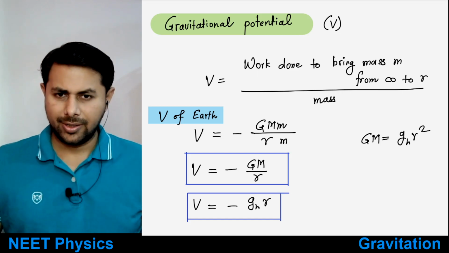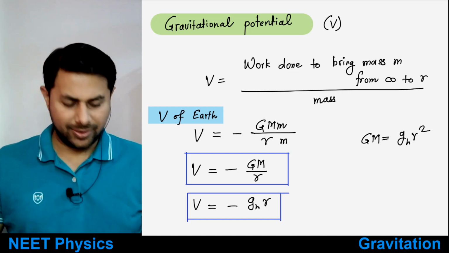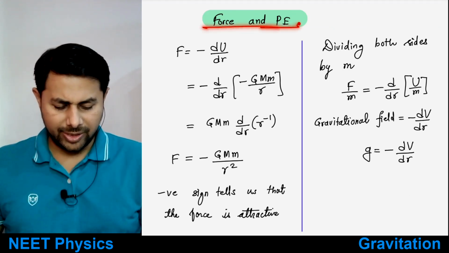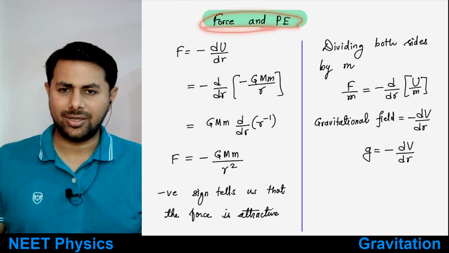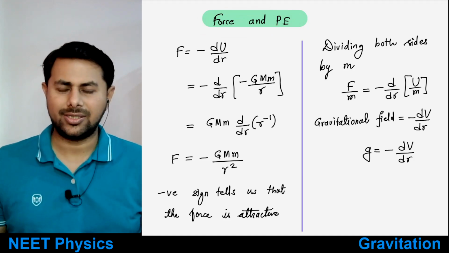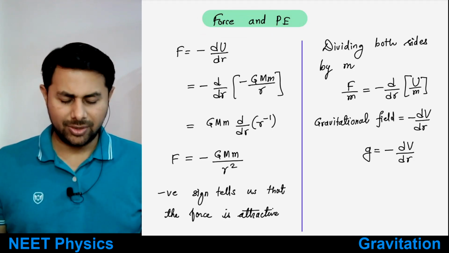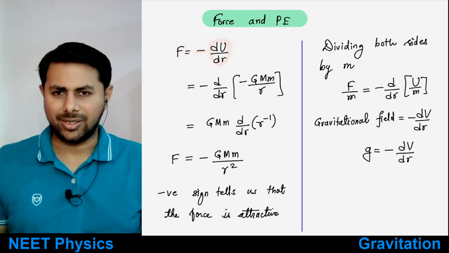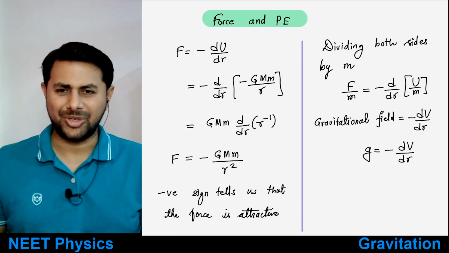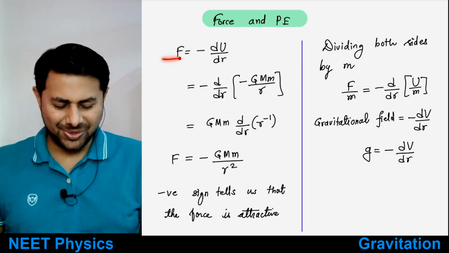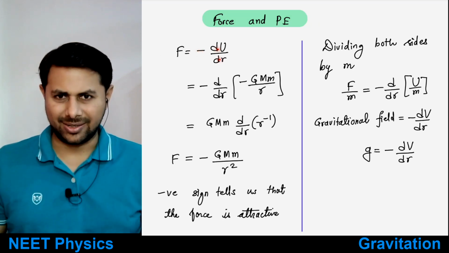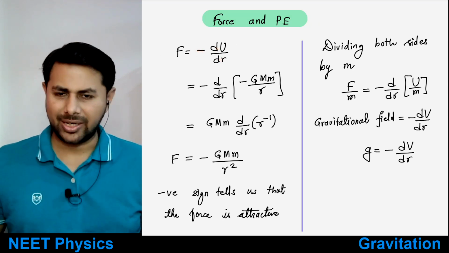Right. Okay, very good. And then there is some relation between force and potential energy that we had discussed in work, energy and power. So what is that relation? We know that force is the negative gradient of potential energy, right? Not potential, potential energy. So force is negative gradient, minus of dU by dr. We know this from work, energy and power.